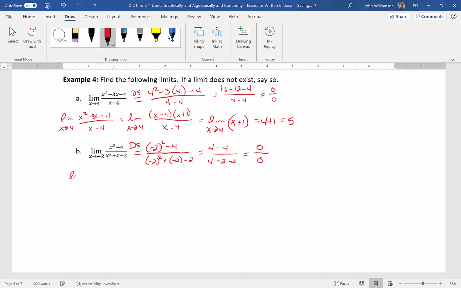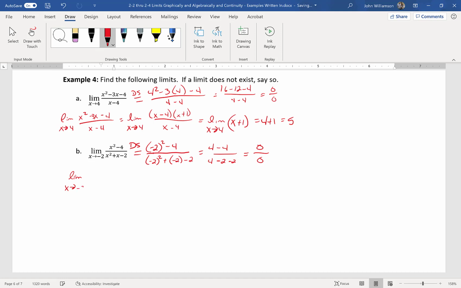So finding a way to rewrite it, again, let's try factoring first since we've got a rational function. Usually if you have a rational function, which looks like a polynomial over a polynomial, the first thing you want to try is factoring. If you can factor, factor, because chances are you're going to have a common factor that'll cancel.